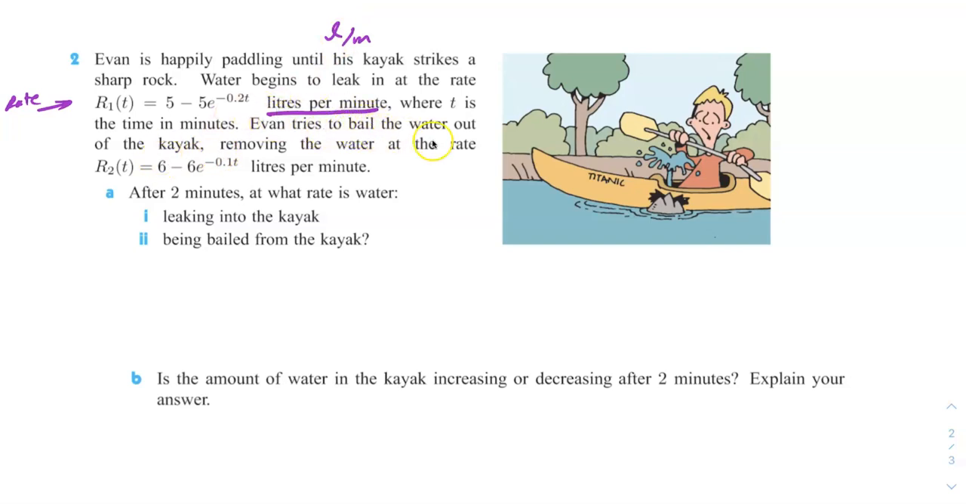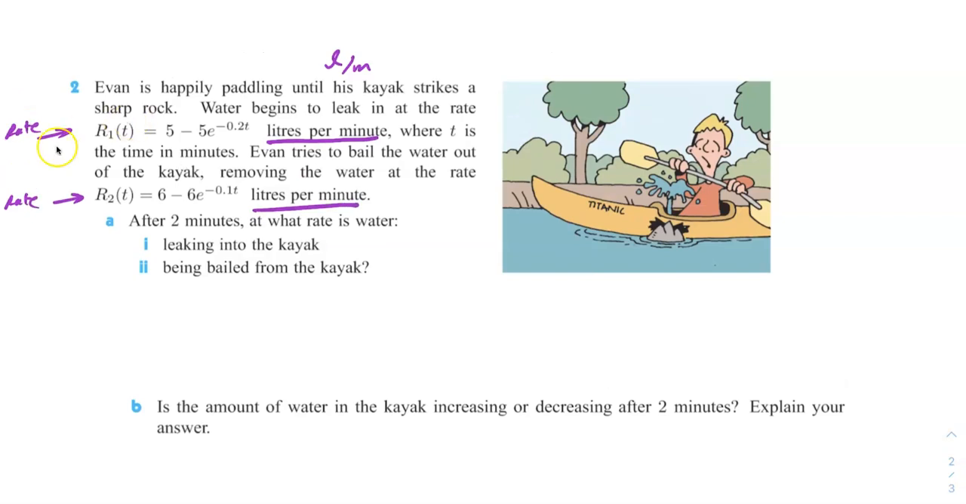Evan tries to bail the water out of the kayak, moving the water at a rate of this. So this is our other rate. We have two rates here. Again, liters per minute. Many times when there's two rates like we have here, one's a positive value and one's a negative value. Water's leaking into the boat, so this is like our plus. And then it says we're trying to remove the water so our boat doesn't sink. So that'd be our minus right there. So it's a plus value and a minus value.